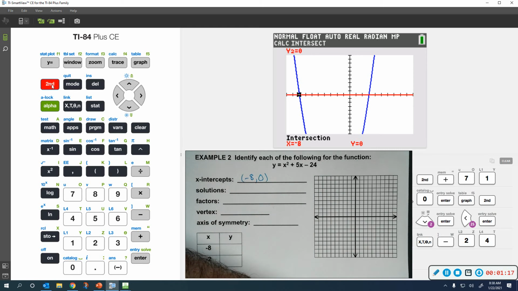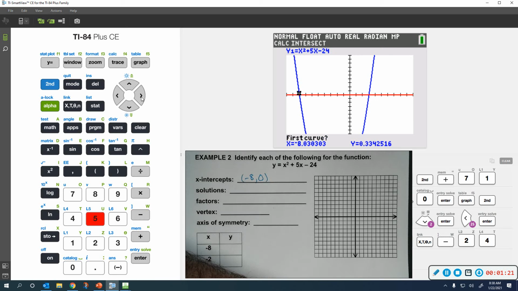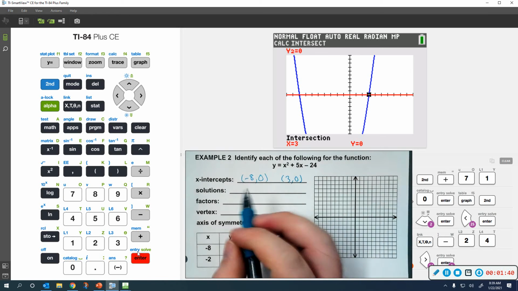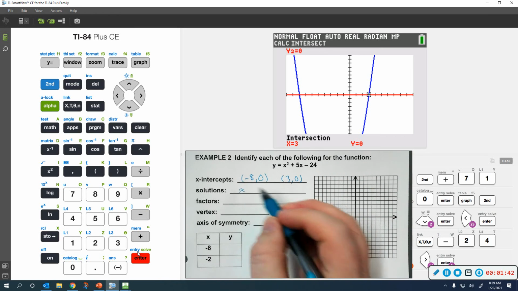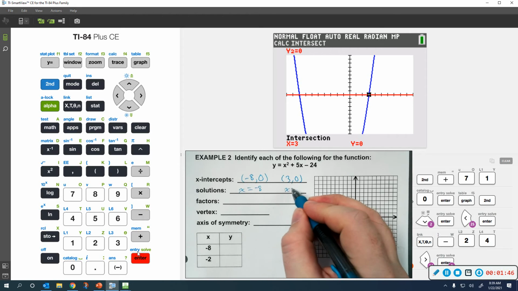For the right side, second trace, intersect, and now we're going to do the same thing. We're just going to move it to the right. So keep going until you start to see your dot. There it is. Get it really close to that intersection, and then 1, 2, 3. So the intersection there is at 3, 0. Our solution then, it's the same as the intersects, right? So x equals negative 8 and x equals 3.